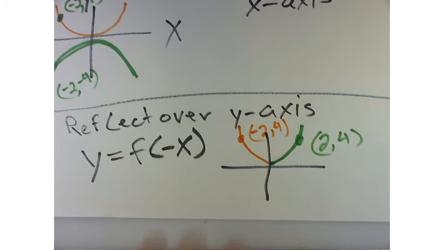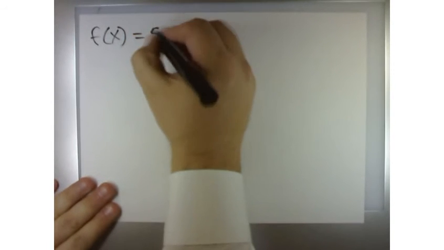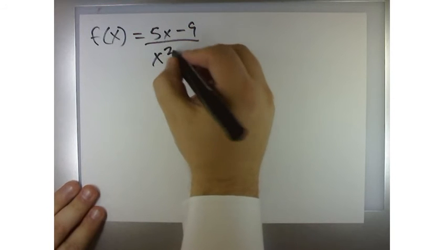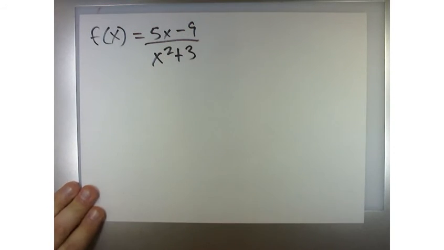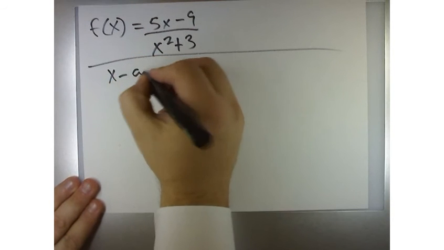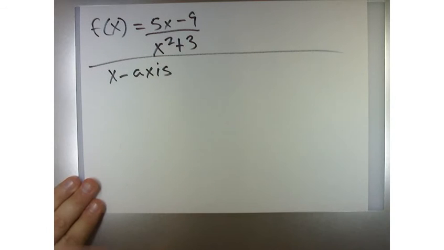Okay, so we need to know that because, for example, number 3, they give us a function. And so in that function, yeah, we're going to reflect over both. So the function they give us is 5x minus 9 all over x squared plus 3. And it says reflect over both axes. So if I wanted to reflect over the x-axis, I take the original function and what do I change? The y values. The y values.